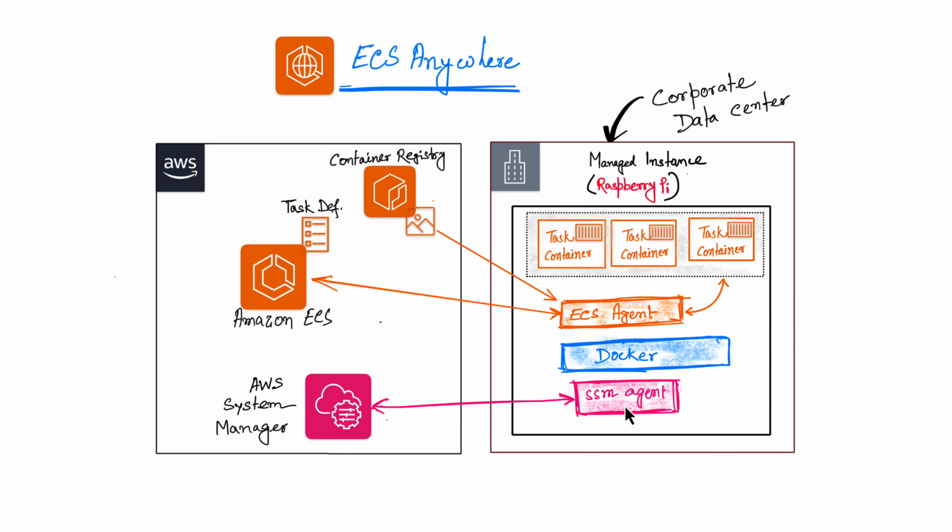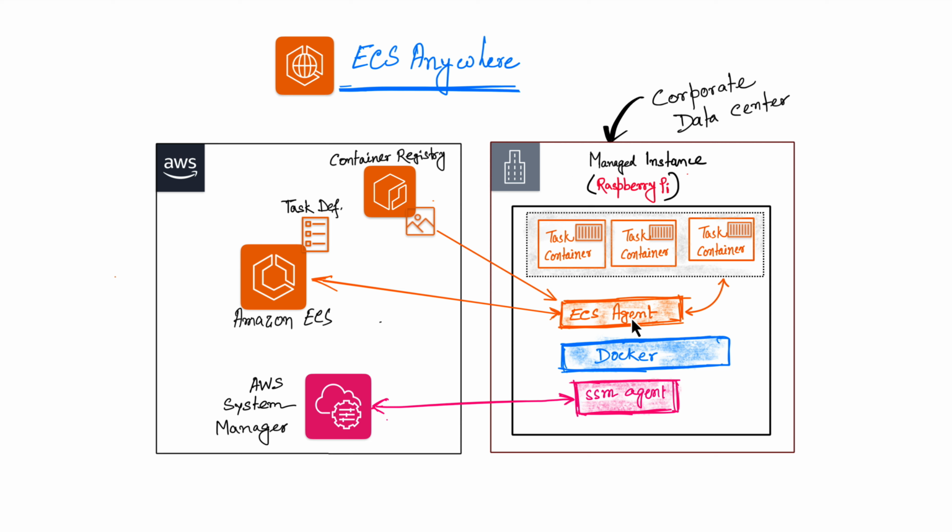The SSM agent will use one activation code that will be generated in AWS Systems Manager to register itself as a managed instance. Once it is registered as a managed instance, this instance gets a role. And this is obvious because it needs to communicate with AWS.